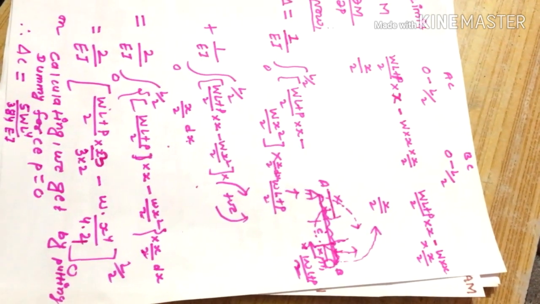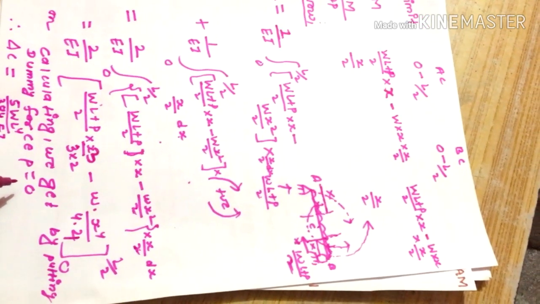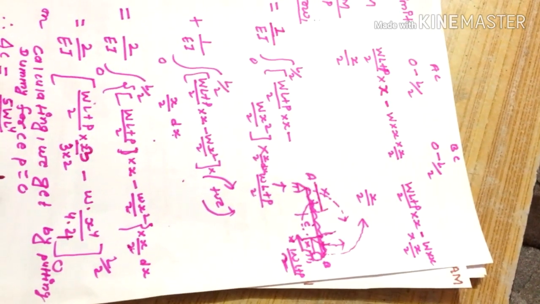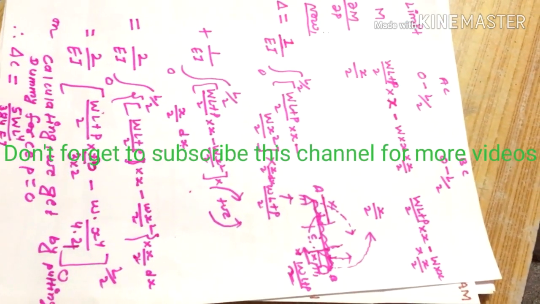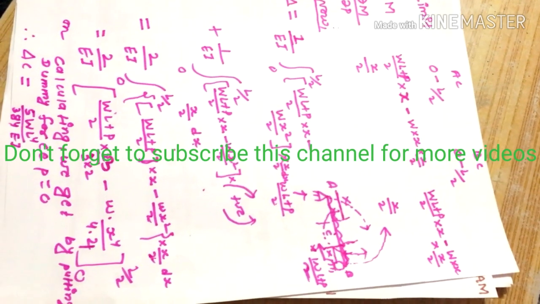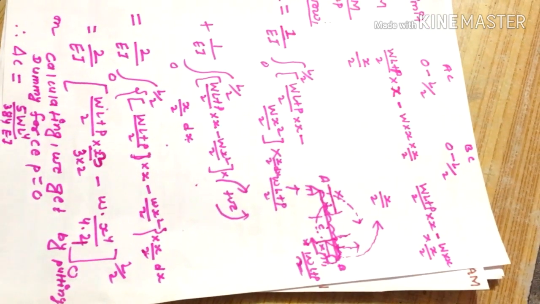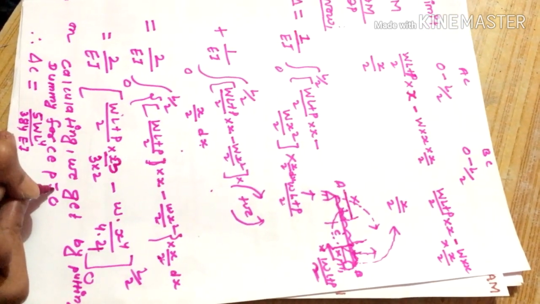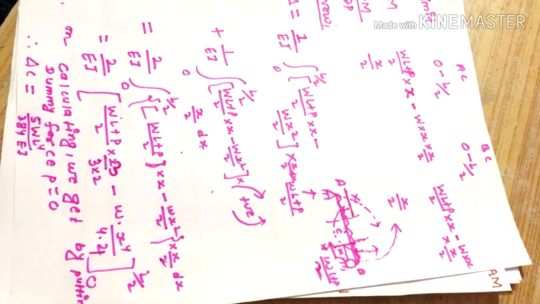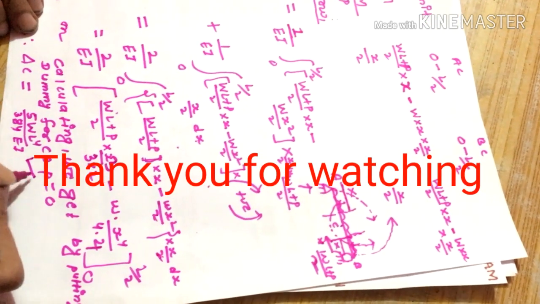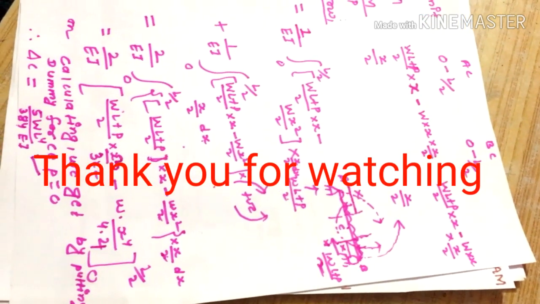Finally, we have to replace the dummy force with 0. At the start, we assumed a dummy force at the point where we have to calculate deflection. So finally replace this dummy force by 0, and finally we get this answer. This is our final calculation.